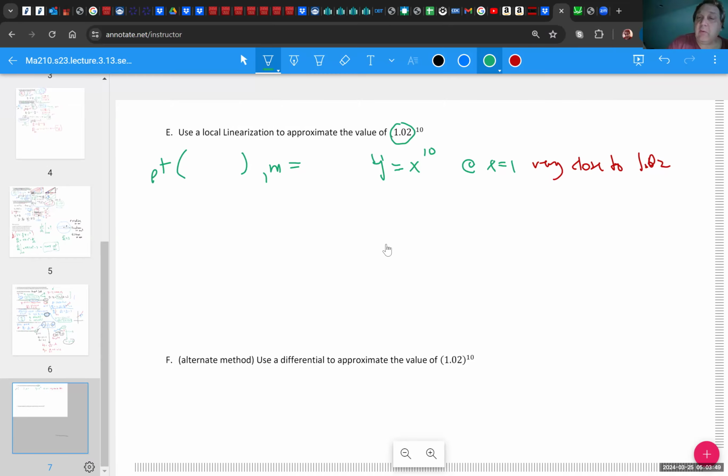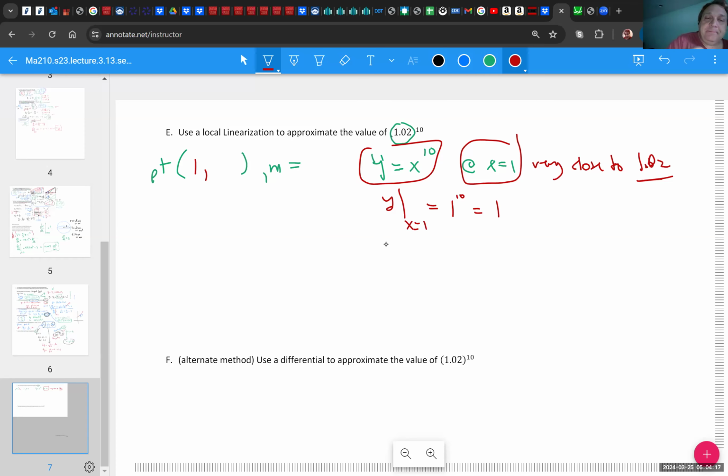What's my point? Well, we're choosing x equals 1 because that's a very easily computed value, and it's very close to the thing we're looking for, which is 1.02. We can find the value at 1 and use that to approximate the value at 1.02. So if x is 1, what is the y value? You can plug it into this equation. The y value when x equals 1 is 1 to the 10th, which is 1. So our point is (1, 1).